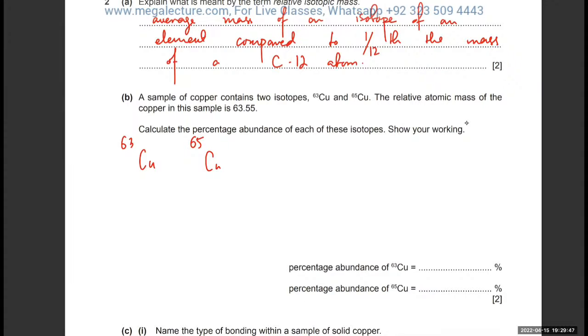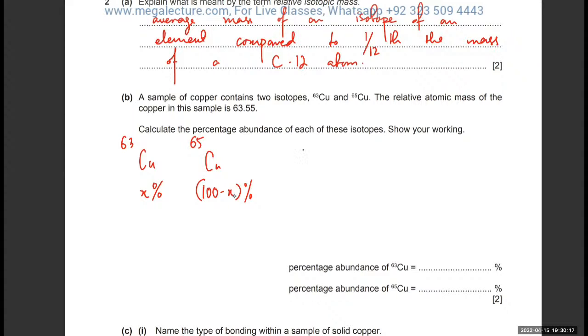So if I say that in the sample there are X% copper-63, then the amount of copper-65 would be 100 minus X%. What that basically means is that if there is 20% copper-63, 80% would obviously be copper-65. If there's 40% copper-63, 60% would be copper-65. So it's going to be 100 minus X. So I know the percentage in terms of X.